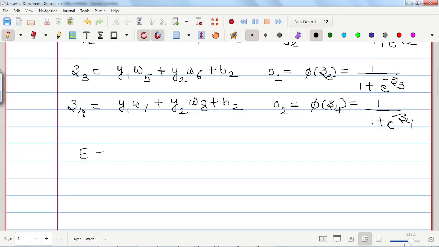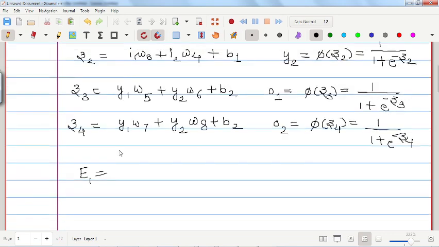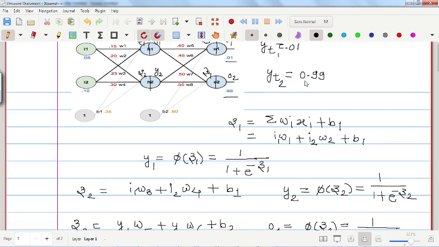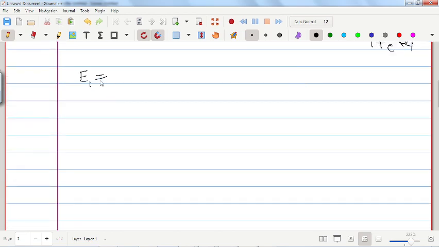So what is the error? We will get two errors now. Let me consider E1. E1 is nothing but the difference between O1 and YT1. E2 is the difference between O2 and YT2, and the final difference, the average of these two, is the final error E.